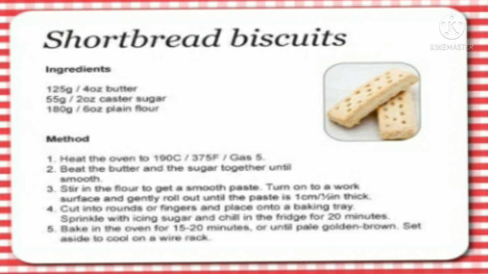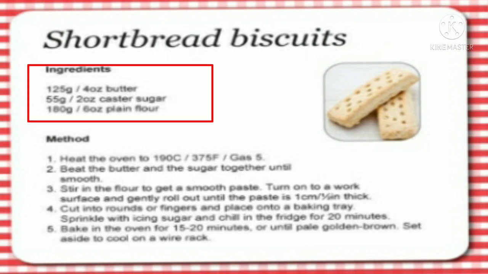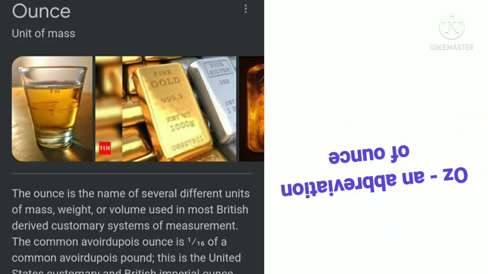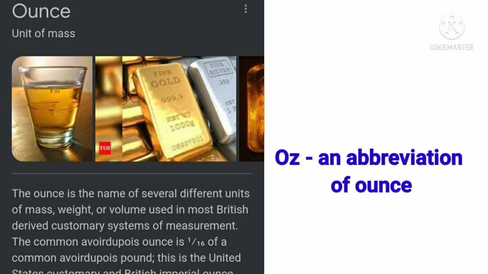Shortbread biscuits, ingredients: 125 grams or 4 ounces butter, 55 grams or 2 ounces custard sugar, 180 grams or 6 ounces plain flour. Now friends, OZ is an abbreviation of ounce, which is the unit.